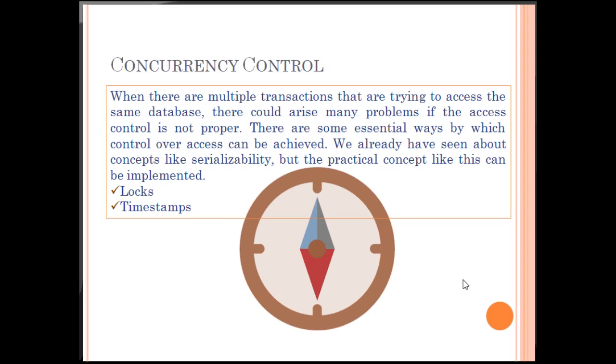Earlier we have talked about theoretical concepts like serializability and other things, but the practical concepts of these can be implemented by using locks and timestamps. Here we shall discuss some protocols where locks and timestamps can be used to provide an environment for concurrent transactions that can preserve the consistency and isolation properties of a DBMS.